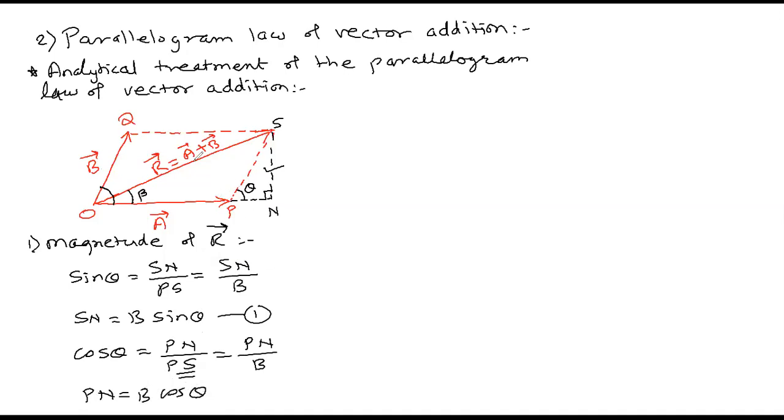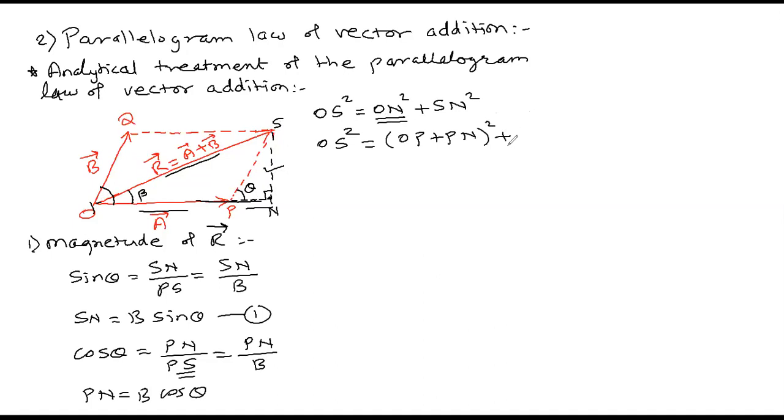Now I use the Pythagoras theorem for this triangle OSN. In this triangle, OS square is equal to ON square plus SN square. What is ON? ON is nothing but OP plus PN. So OS square is equal to (OP plus PN) square plus SN square.